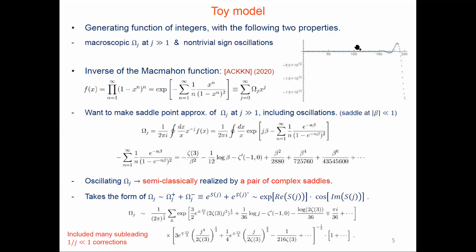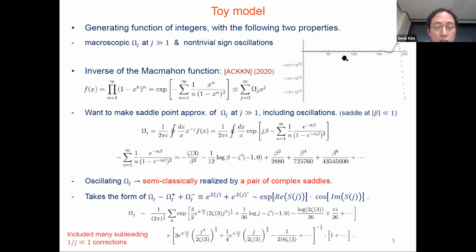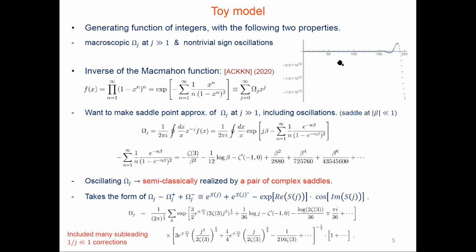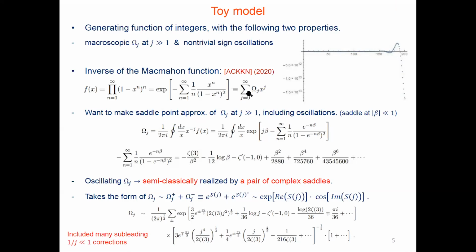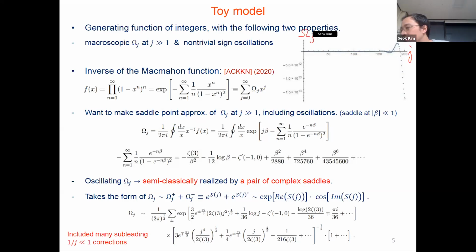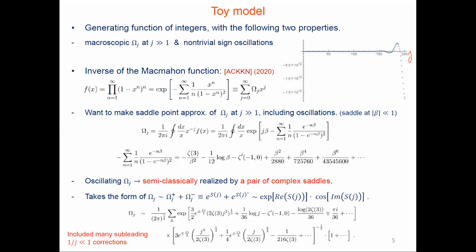Can I ask a question? Yes, please. In that plot, what are the two axes? Oh, this plot. Okay, so this x-axis is J. The y-axis is omega J. All right. Oh, sorry, yeah. Is it okay? Yes, thank you. Sorry about forgetting the legends.